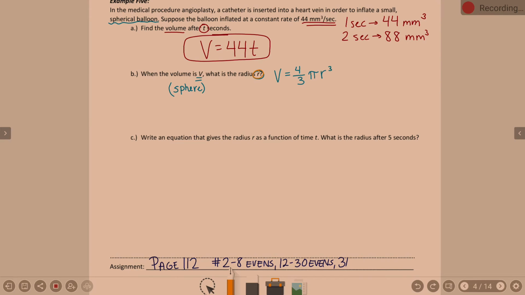Plug 44 in for V. No, nothing right now. Save that thought for later on. It is just an equation. It says what is the radius. So I'm looking to get R equals. So take this equation and solve it for R.